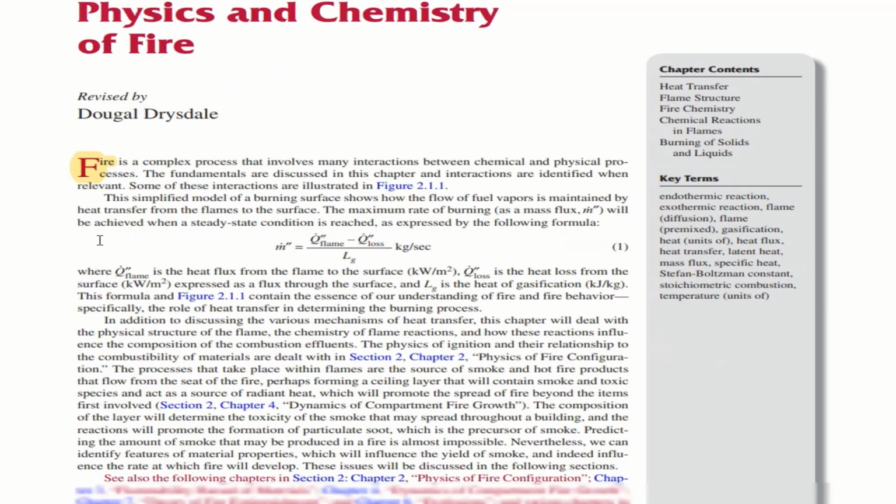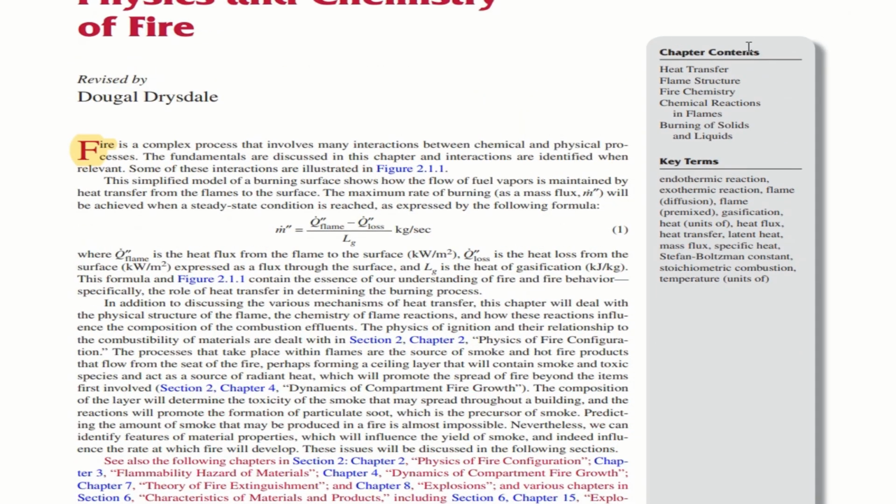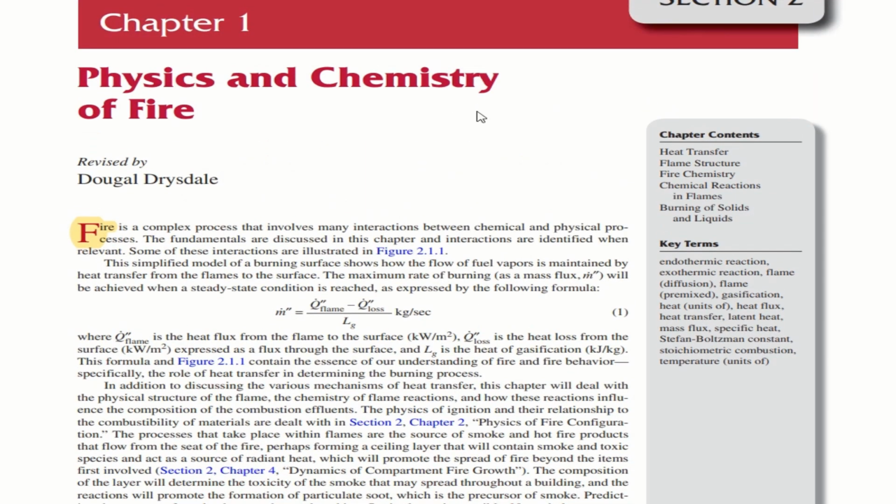Okay, so here on the right hand side the contents of this chapter are mentioned. You just need to have an idea of what this chapter 1 covers. You can go through the chapter contents, and key terms are also included here.